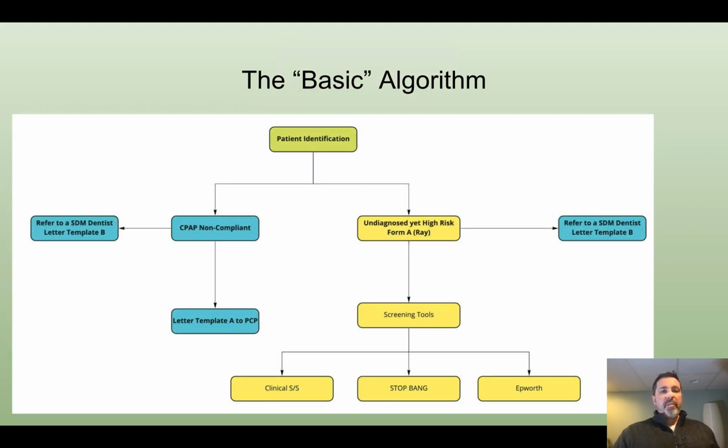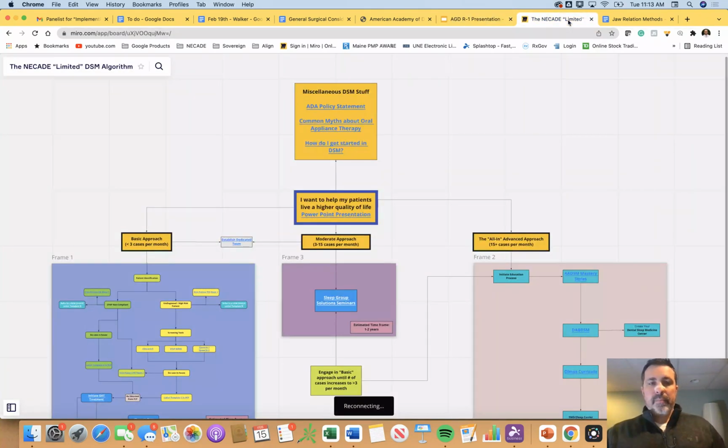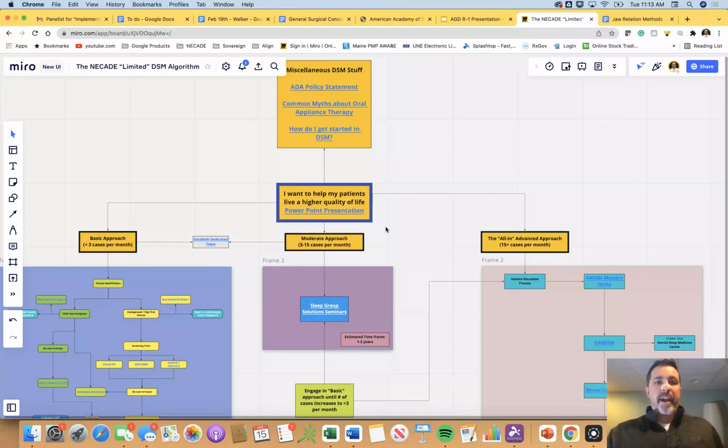This is a screenshot of the Miro board. I just wanted to quickly go over that there is an algorithm that helps you decide how to help your patients. Why don't we zoom out and go over to the Miro board. All right, in the center here we have, I want to help my patients live a higher quality of life. You'll have access to the PowerPoint presentation here, if you want to go back and watch that. I will also include a link to the video somewhere over here so that you can watch this video.